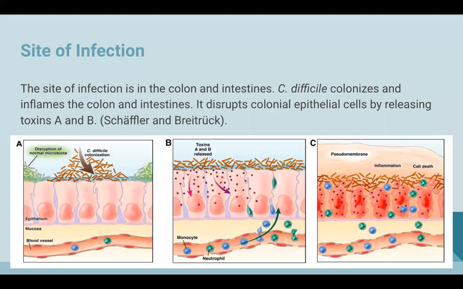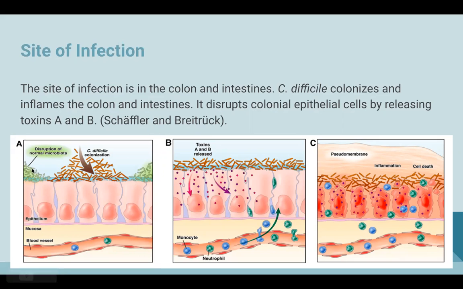So the site of infection is the colon and intestines. It colonizes and inflames the colon. It disrupts colonic epithelial cells by releasing toxins A and B. And so here is the lining of the colon. And as you can see, this is where C. diff colonizes the bacteria, and it's caused by the disruption of normal microbiota.